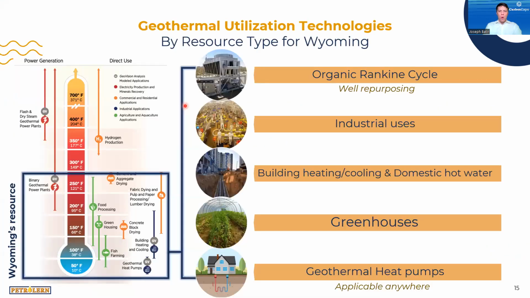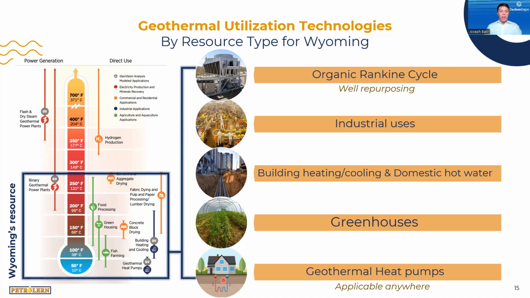Now, here I'm going to go fairly quickly. We went through each of these various ideas. What I am going to focus on, so let me take a step back. This picture in the box on the left highlights the temperature range for Wyoming's resources, anywhere from ambient air temperature all the way up to about 250 to 275 Fahrenheit.